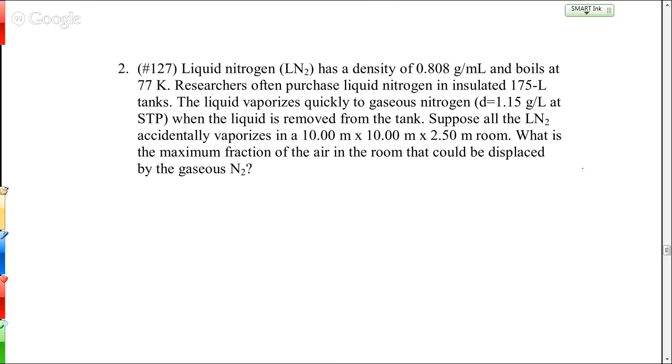So anybody remember from geometry class, how do you calculate the volume of a room? Length times width times height. Yeah, length times width times height. So it's going to be 10 times 10 times 2.5. That's our volume of the room.